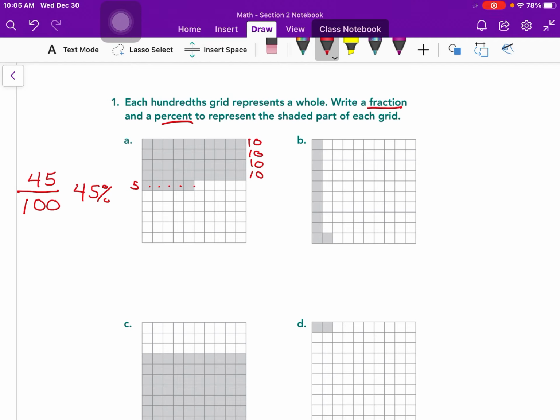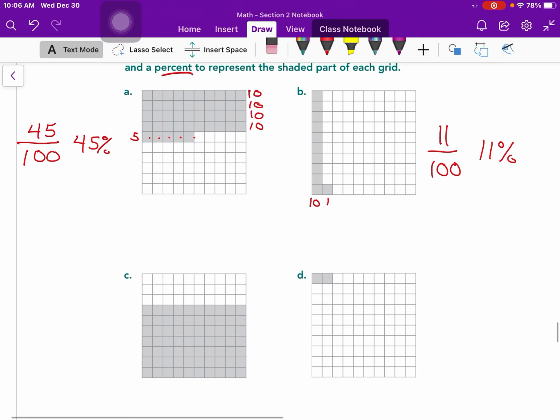All right, in B, the rows going up and down are also worth 10. So we have 10 and we have 1 for a grand total of 11. So 11 out of 100, that's written as a fraction. We also write it as a percent, so that would be written 11%.